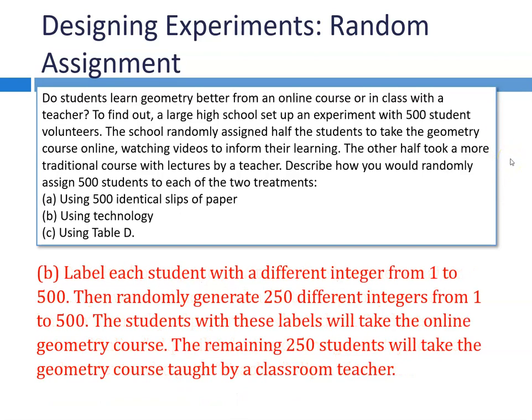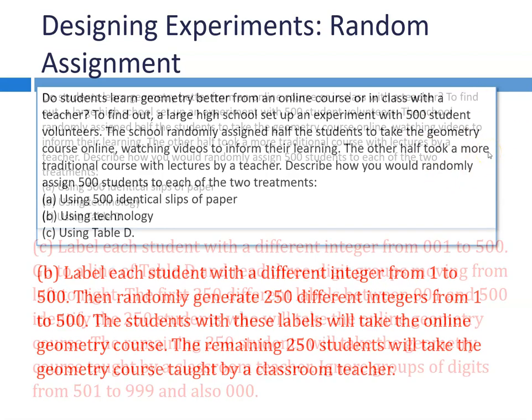How to determine the groups using technology. You would want to label each student with a different integer from 1 to 500, and then randomly generate 250 different integers from 1 to 500. The students with these labels will take the online geometry course, and then the remaining 250 will take the geometry course taught by the classroom teacher. Once you have the first group using technology, whoever's left is in the second group. You don't need to choose them again. They've already been chosen.